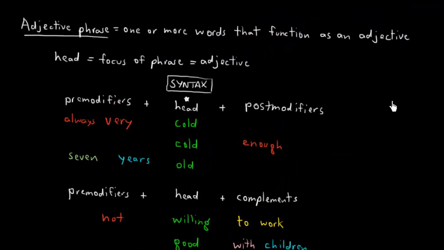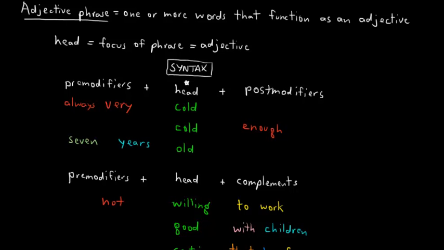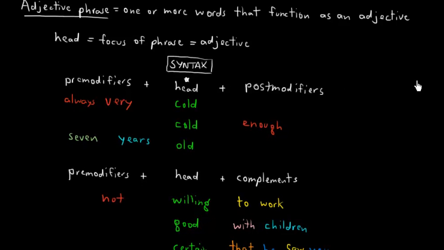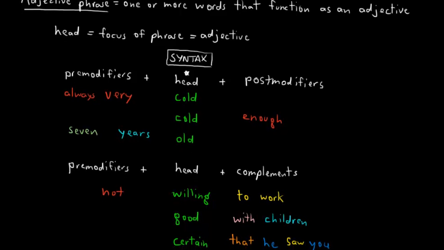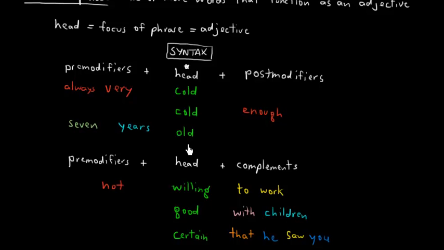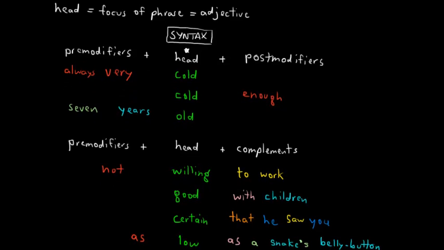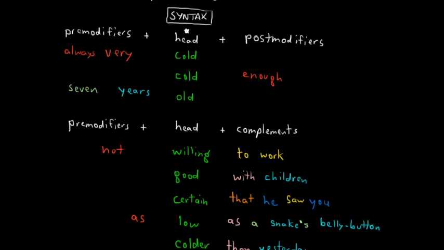So just a real quick review. An adjective phrase is one or more words that function as an adjective. The head or the focus of an adjective phrase is always an adjective. Two possible syntaxes: pre-modifier plus head plus post-modifier. Pre-modifiers are usually either an adverb or, in some cases, a noun phrase, especially if it's a measurable, an adjective that describes measurement. So high, deep, old.